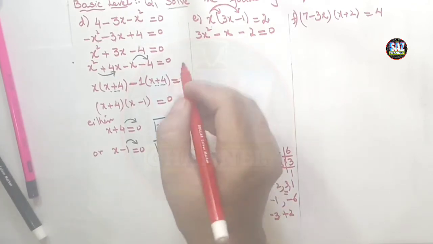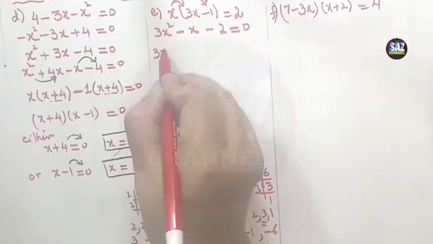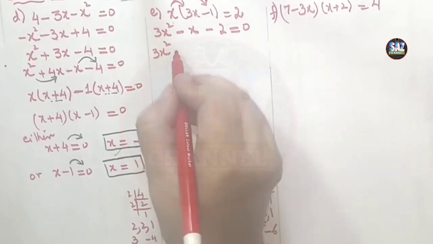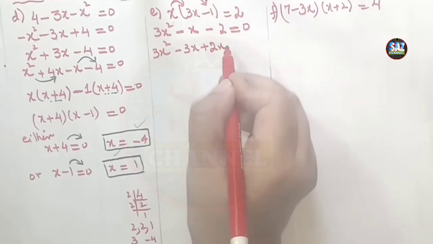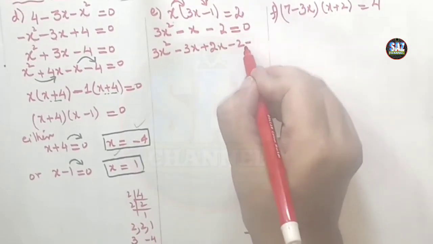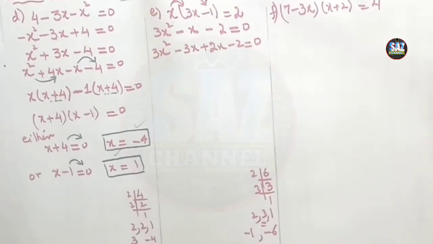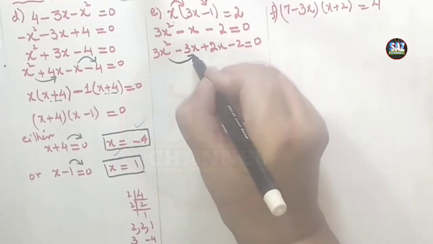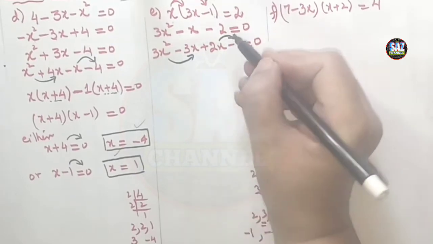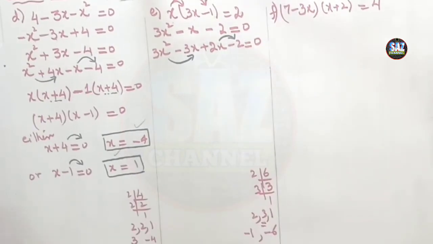Let's move to the question and write it. 3x square minus 3x plus 2x minus 2 equals to 0. Make the groups of like terms and extract some number or letter as a common factor.